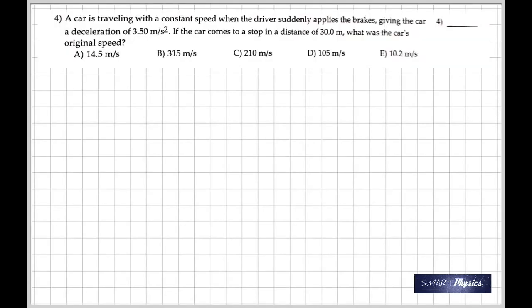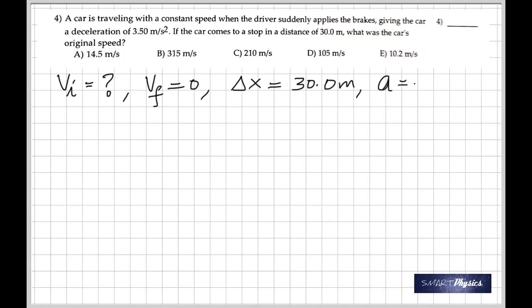In the fourth one, a car is traveling with a constant speed. Brakes are applied. The deceleration is given. The car comes to a stop in a certain distance. What was the original speed? So that's the initial speed we are trying to find. The final speed is 0 because it stops. Displacement is 30 meter. And acceleration is negative, because it's deceleration, it's negative 3.5.